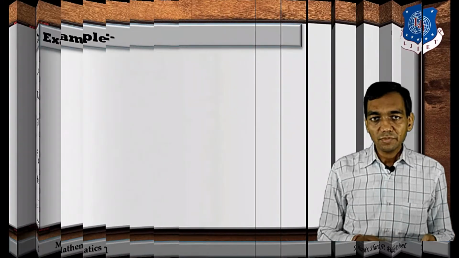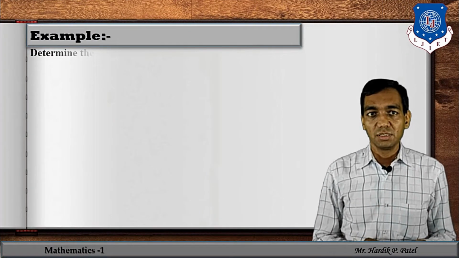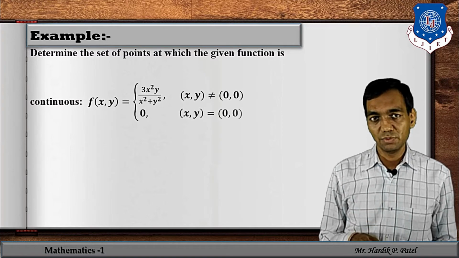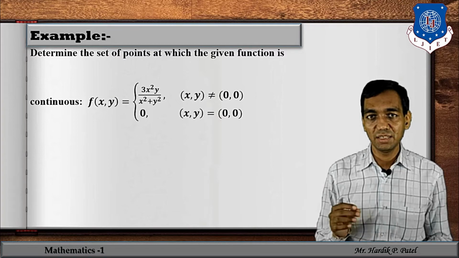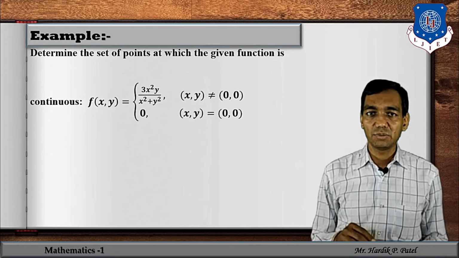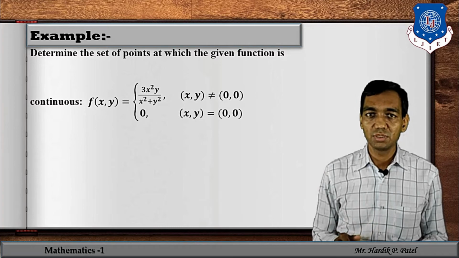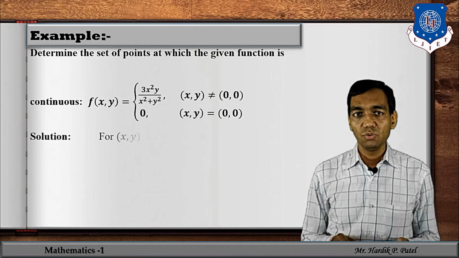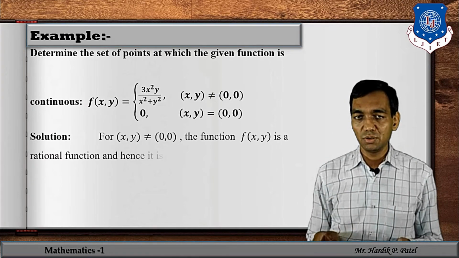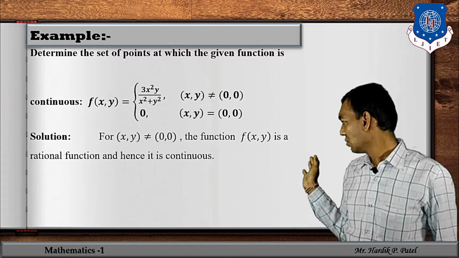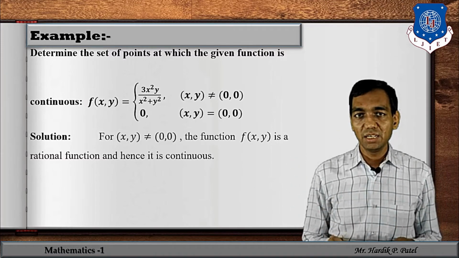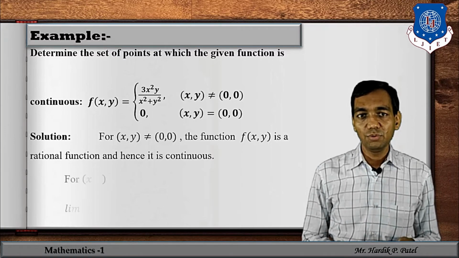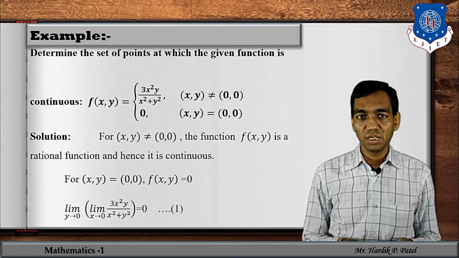Okay. Now we are going on to the example. Determine the set of points at which the given function is continuous. f of x comma y is given by 3x square y divided by x square plus y square for (x, y) not equal to (0, 0), and it has a value 0 for (x, y) equal to (0, 0). So we start with points not equal to (0, 0). For (x, y) not equal to (0, 0), your function is defined in the form of a rational function and therefore it is continuous everywhere other than (0, 0). Now we start with the point (0, 0).